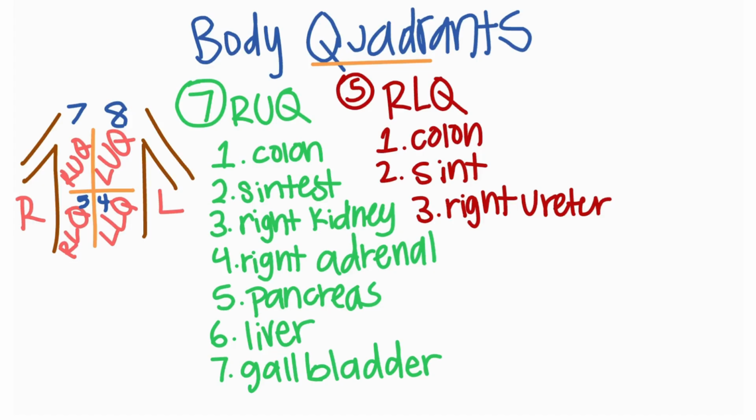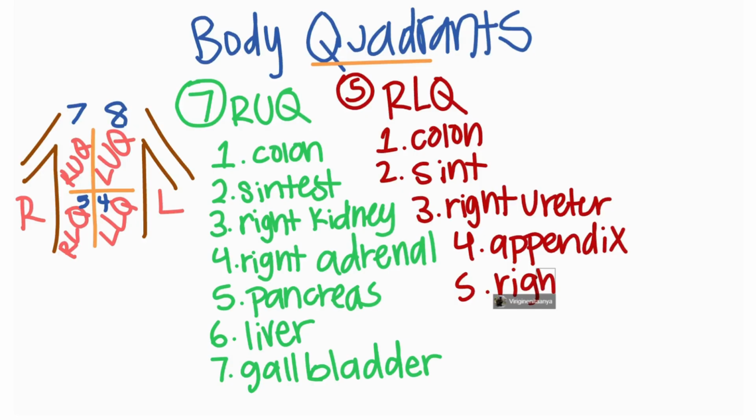So if there's the bladder right here, the ureters are going to be connected to the bladder. These are the kidneys, these are the adrenal glands. So the ureters allow the urine to pass from the kidney into the bladder. So that's what a ureter is. And then there's going to be the appendix. And the right ovary in women.